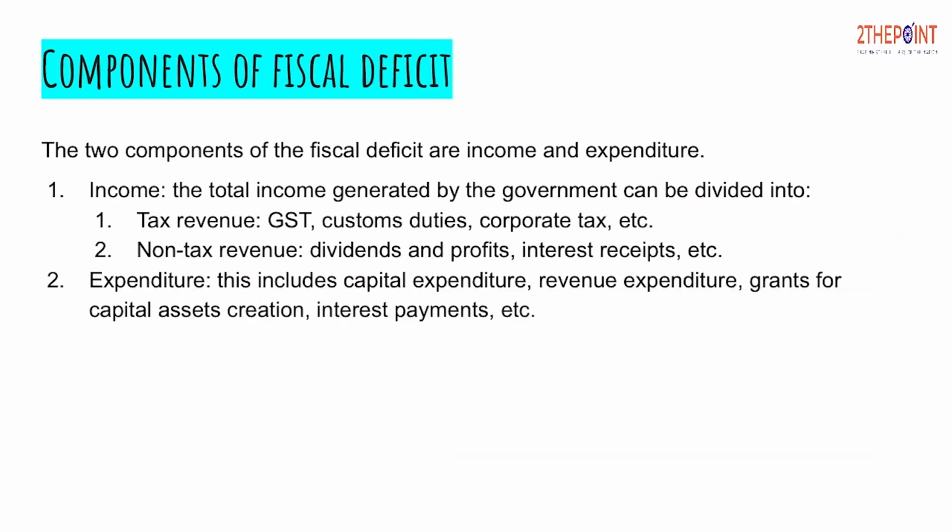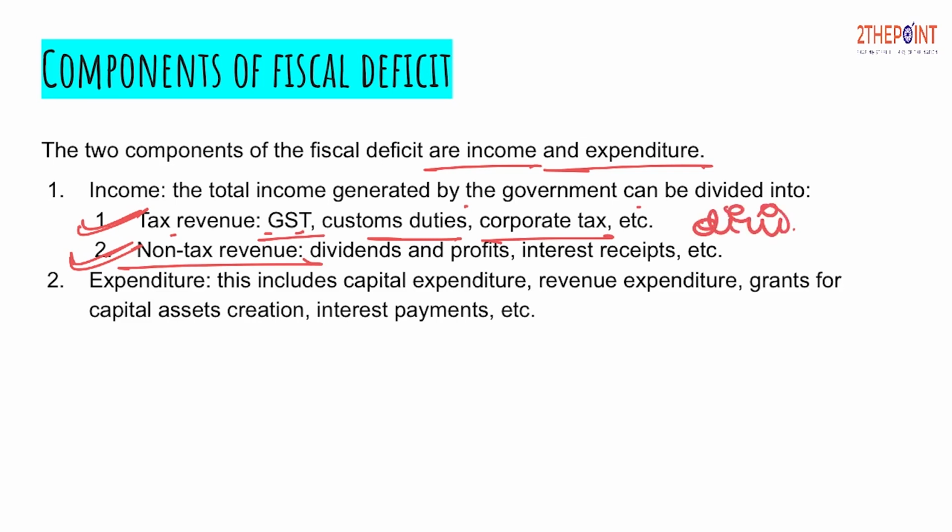Now moving on to the next slide, that is the components of fiscal deficit, as to what all constitutes the fiscal deficit. So there are basically two parts. There is income and there is expenditure. Out of income, there could be a tax revenue and there are non-tax revenue of the government. So the total income generated by the government can be divided into tax revenue and non-tax revenue. In this tax revenue, it is GST, customs, corporate tax, there is dividend tax that is collected. So all this constitutes tax revenue.